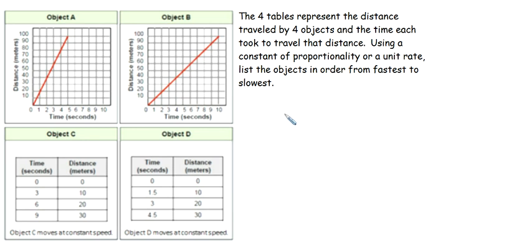We're going to list the objects in order from the fastest to the slowest. Now, obviously, to do that, we need to come up with a unit rate or a constant. Those are basically the same piece of information depending on how you use them. So let's just get right to it.